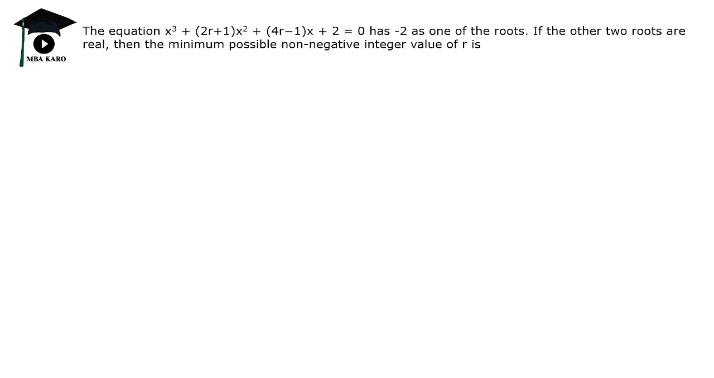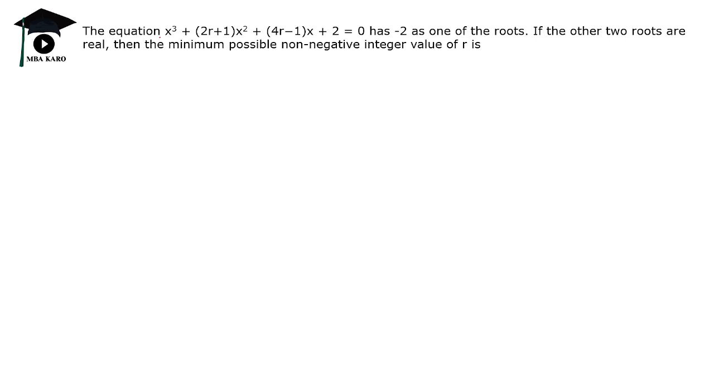The equation x³ + (2r+1)x² + (4r−1)x + 2 = 0 has −2 as one of its roots. If the other two roots are real, then the minimum possible non-negative integer value of r is? Now this is an interesting question and can be solved in a very interesting way.